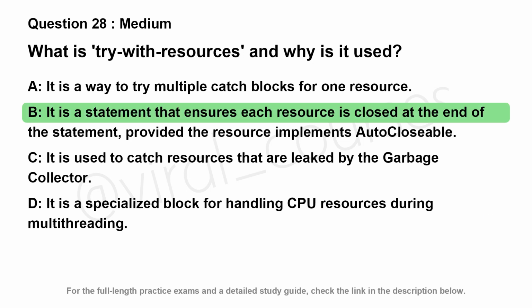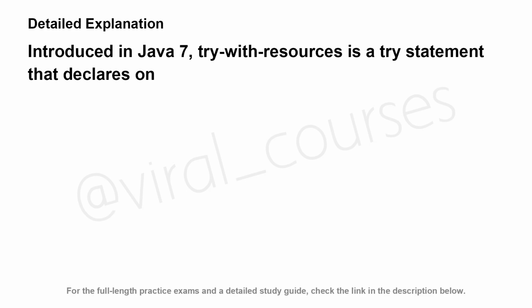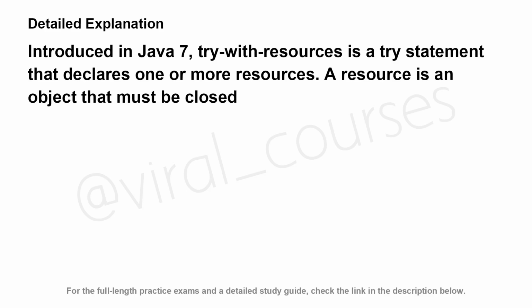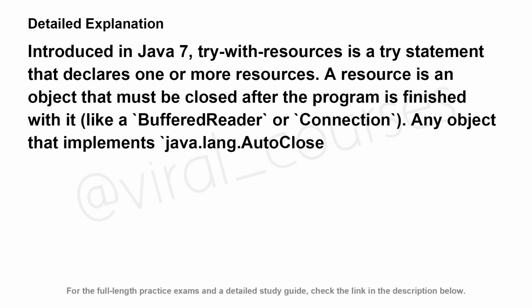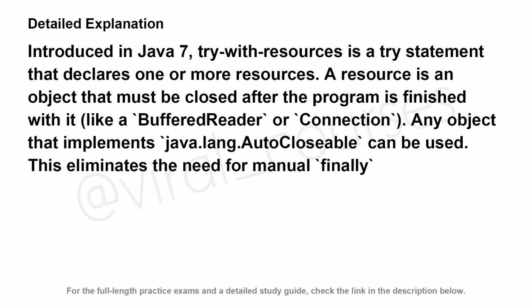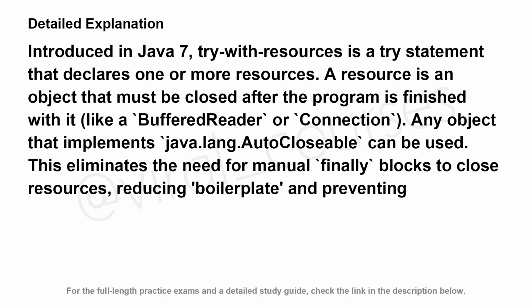The correct answer is B. Introduced in Java 7, try-with-resources is a try statement that declares one or more resources. A resource is an object that must be closed after the program is finished with it, like a BufferedReader or connection. Any object that implements java.lang.AutoCloseable can be used. This eliminates the need for manual finally blocks to close resources, reducing boilerplate and preventing potential memory leaks.